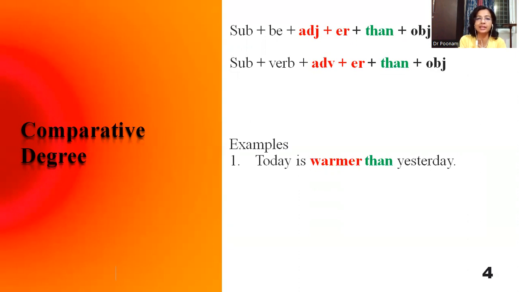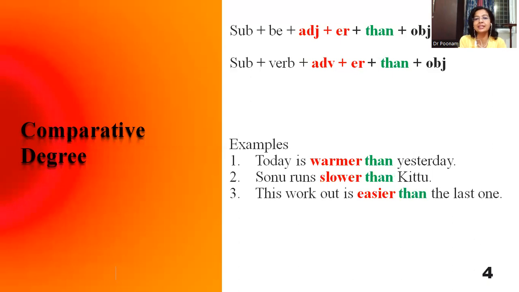We are comparing today and yesterday, and we are stating that the temperature of today was more than yesterday. So today is the subject, is be form of verb, warm adjective, I added er and than. So today is warmer than yesterday. Likewise, Sonu runs slower than Kittu. So runs is verb, slow is adverb, I added er and then I added than, and Kittu is object. Third example, this workout is easier than the last one. Again, catchword is than. Dave works harder than his sister.